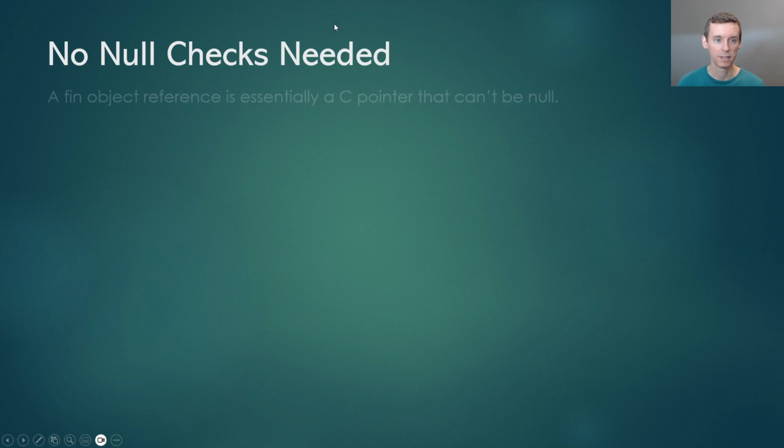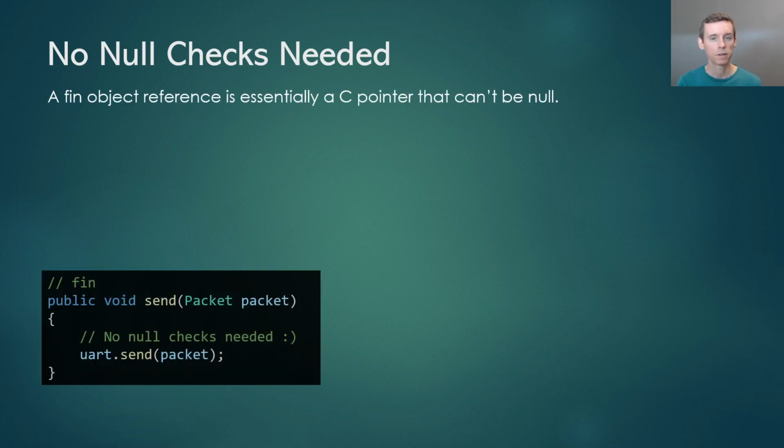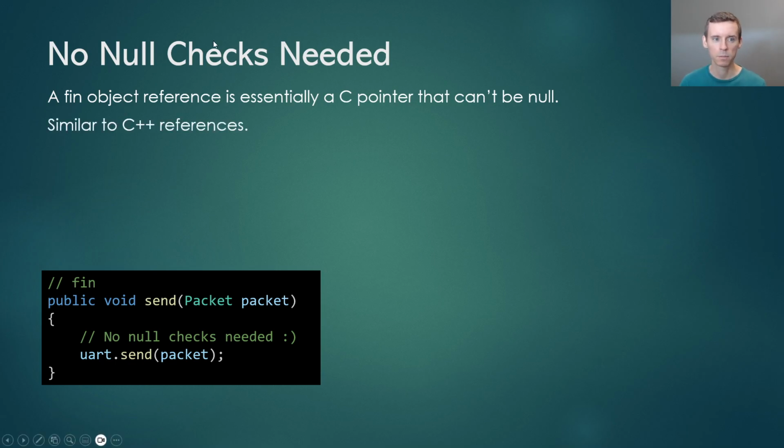No null checks needed. So a Fin object reference is essentially a C pointer that can't be null. And it's very similar to C++ references. So if we look in here, we get a packet object. It's basically a non-null pointer, and we don't have to worry about any null checks before we use it or pass it on.